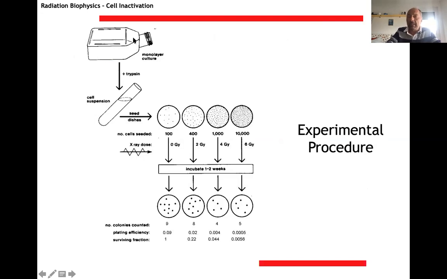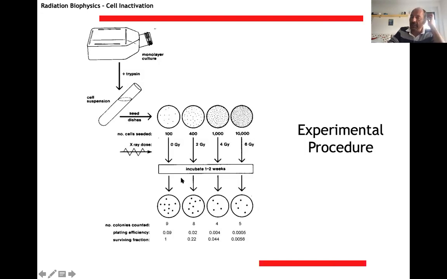You see, you take your cells from a bottle, for example, you trypsinize. Trypsin is an enzyme that removes the cells from the surface, so they go into suspension. And then you can plate them, for example, at different densities. Why at different densities? Because you want to apply different doses. Here, at low dose, you want to put only a few cells. But at high dose, you want to put a lot of cells, because otherwise you will not find colonies, because you kill them all. Then you irradiate, you incubate, and then you count the colonies.